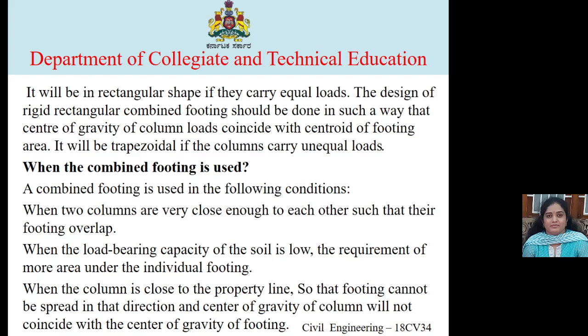Third, when the column is close to the property line or boundary line of the site, so that the footing cannot be spread in that direction, and the center of gravity of the column will not coincide with the center of gravity of the footing. In these cases, a combined footing is the best choice.